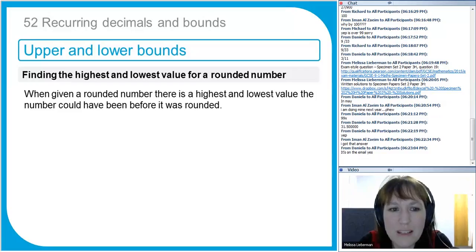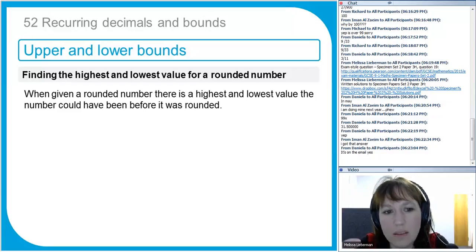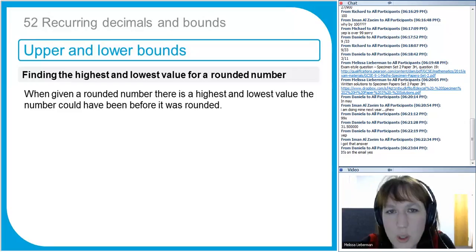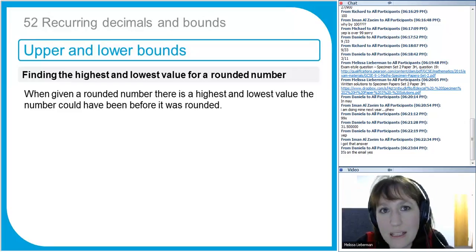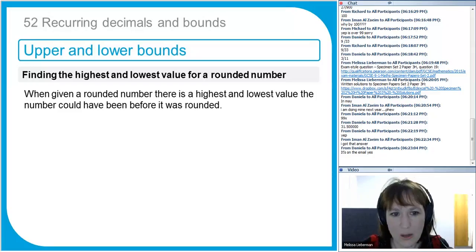So when I'm measuring something, because a measurement is on a continuous scale, I could write it to any given degree of accuracy. And when we round a number, there's always a highest possible value that it could be before I round down, and the lowest possible value it could be before I would round up to that number. So it's not the exact number. There's this idea of an error interval either side. Upper bound and lower bound is what we normally call it.